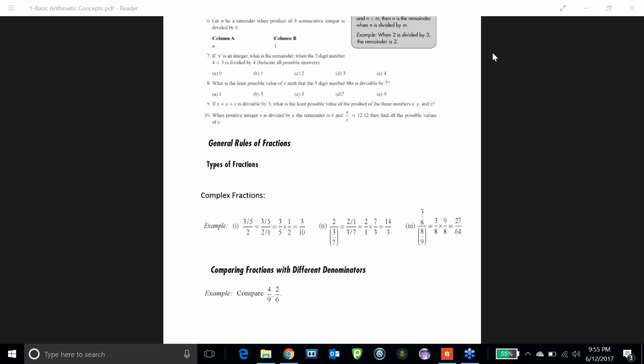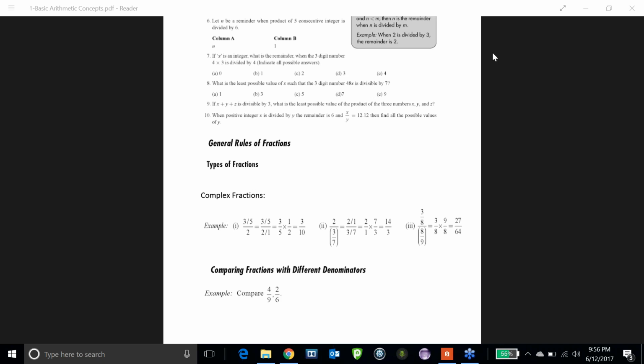So what is the first example? 3 by 5 by 2. Okay. And there is one more rule: a by b divided by c by d is equal to a by b into d by c. This is one formula you need to remember. I think you guys can see it, right? This is one formula you need to remember.